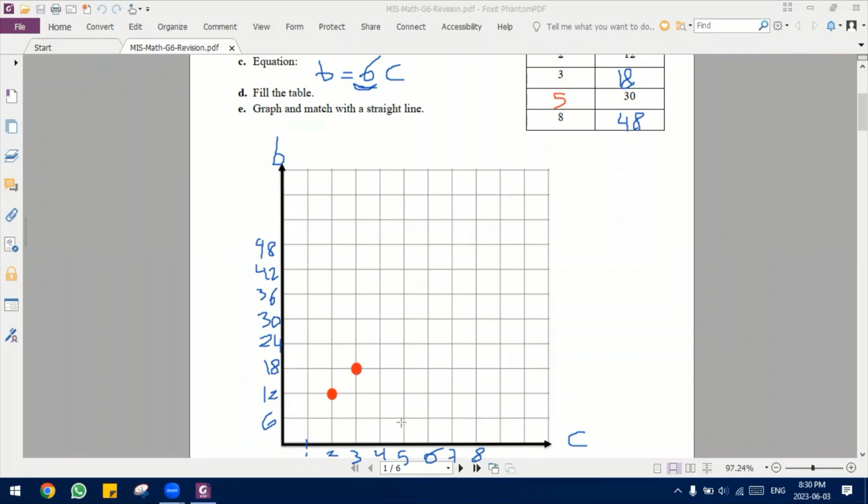Then 5, 30. This is 5, this is 30, 5, 30. And the last one, 8, 48. It's here.